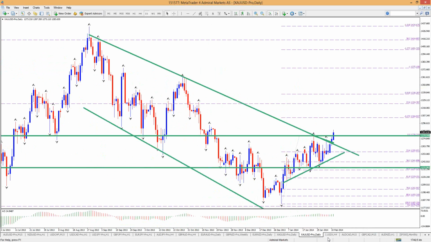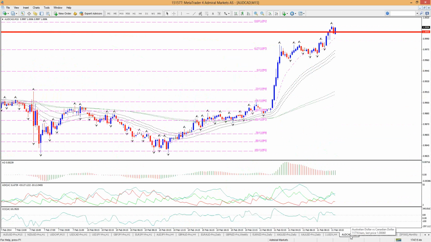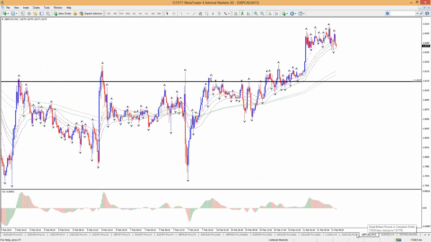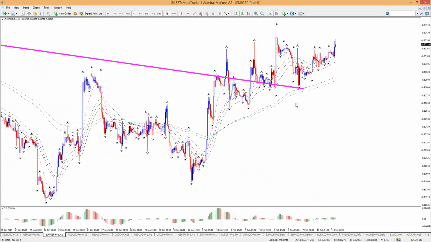XAU is trying to break to the upside, interesting. Dollar index is approaching support. The CAD weakness is fully in play indeed. So pound CAD could be interesting, but then again, if we look at, for instance, the euro yen and pound yen, we know that the euro yen is doing better. So apparently the euro is stronger than the pound, but we can check the euro pound, which we haven't done yet. And you can see that the euro pound indeed is above the moving averages.